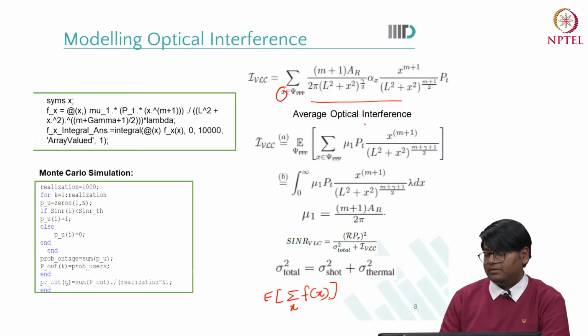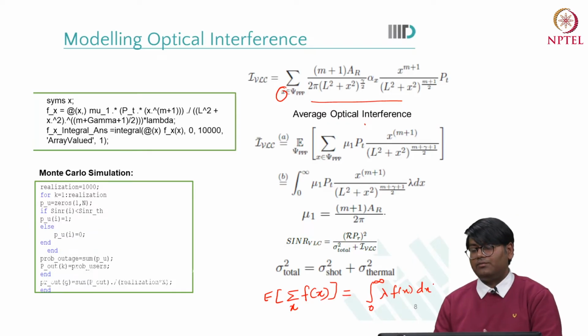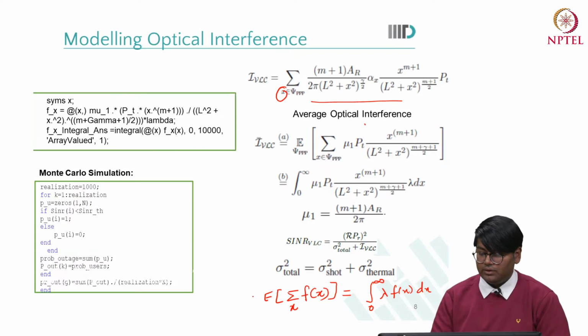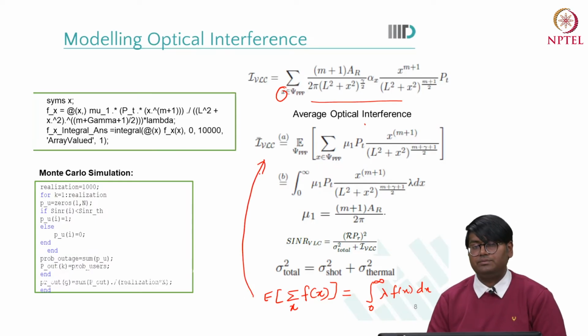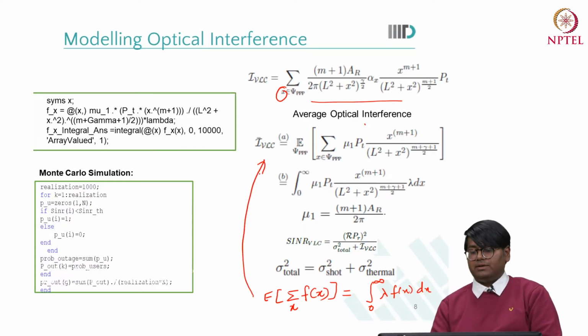And if we need to find out some expectation, and we typically consider a one-dimensional homogeneous Poisson point process, then this can be expressed in the form of an integral: 0 to infinity, lambda f(x) dx. This is for a one-dimensional Poisson point process. This is what we have written over here to find the average optical interference.